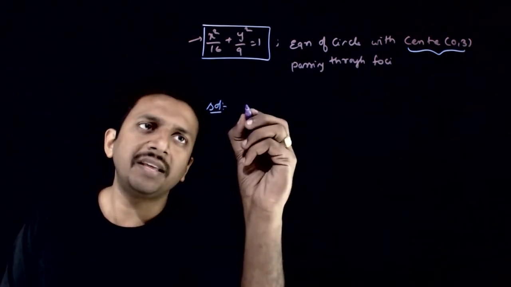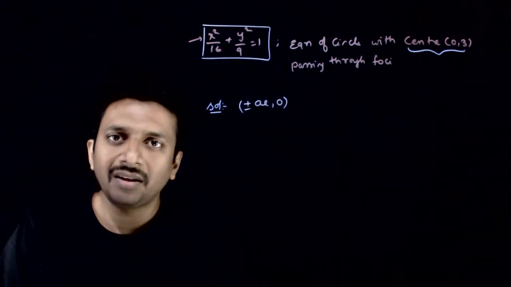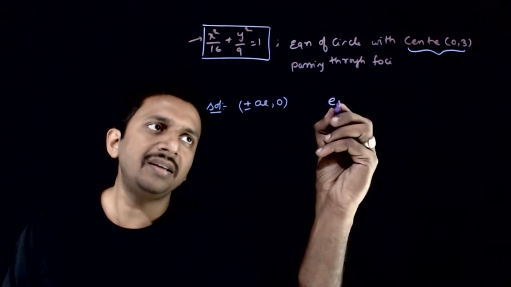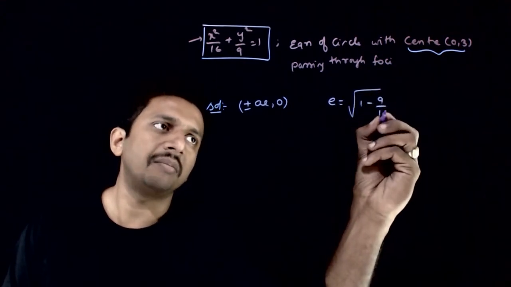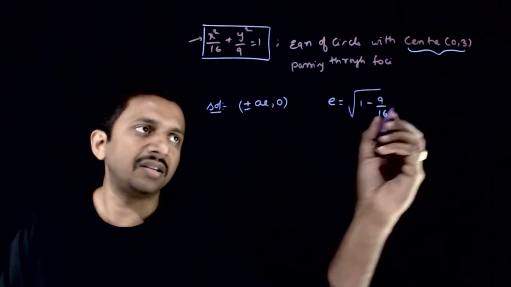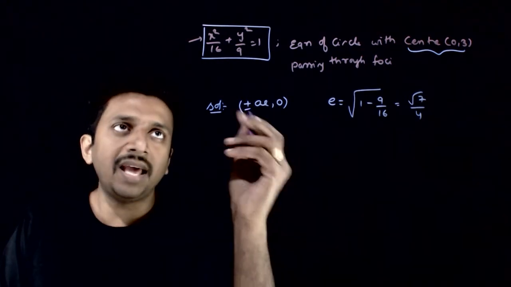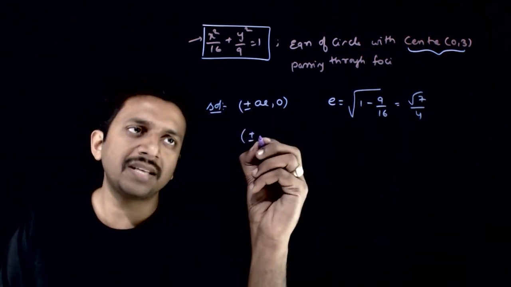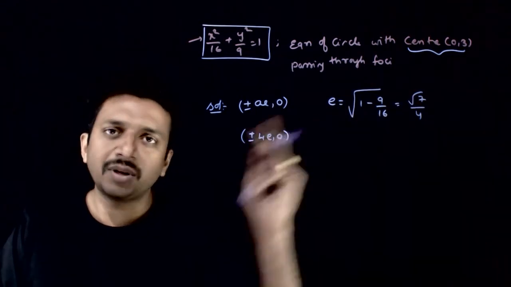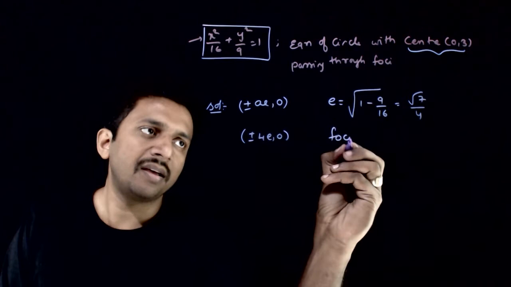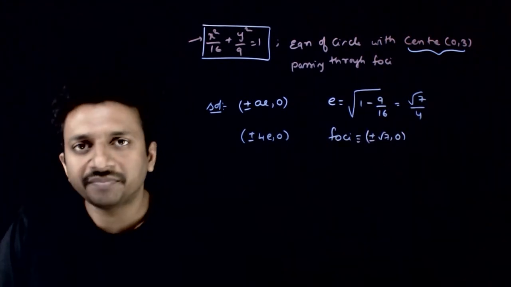So foci are nothing but (plus or minus AE, 0) because this is a horizontal ellipse. So first let us find E. E is nothing but root of 1 minus B square by A square, 9 by 16, that is equal to root 7 by 4. And A is nothing but 4. So the foci are (plus or minus 4E, 0). So 4E is nothing but root 7. Hence the foci are (plus or minus root 7, 0).